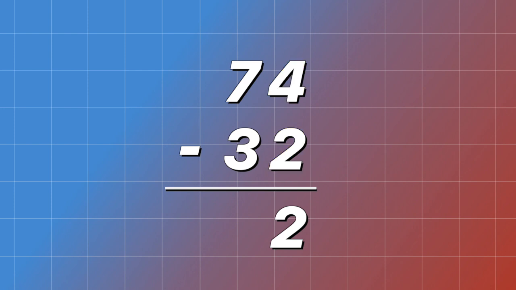Next, let's move to the subtraction of the tens digits. 7 minus 3 equals 4. We note this result below the horizontal line, in the tens column. Thus, the final result of our second example equals 42.